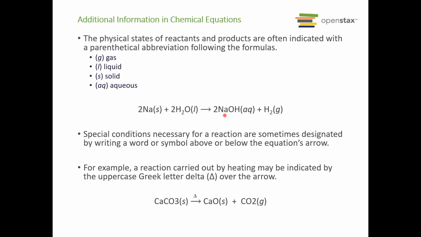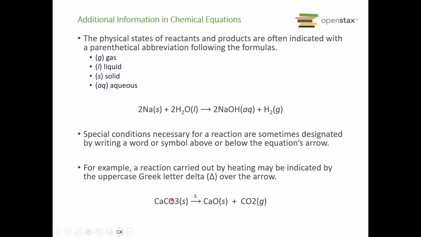But again, if we look at it, we still have this one balanced. 2 sodiums on both sides, 4 hydrogens on the left. We get 2 hydrogens from the sodium hydroxides. We get 2 more from the hydrogen molecule. So we've got 4 there. 2 oxygens. We're getting 2 oxygens from both of those sodium hydroxide molecules combined. So we still have it balanced.